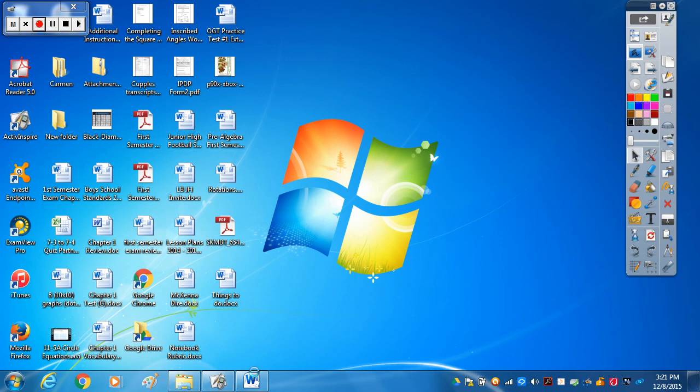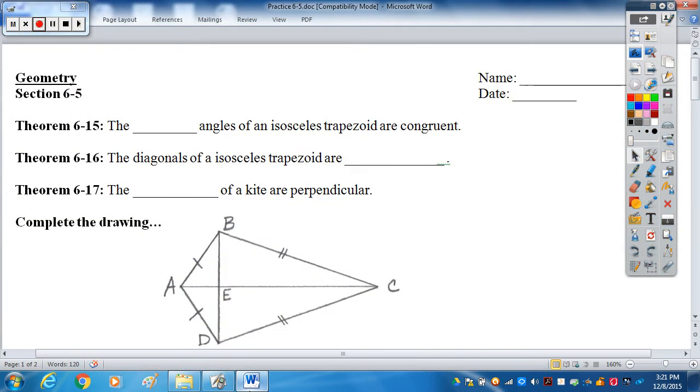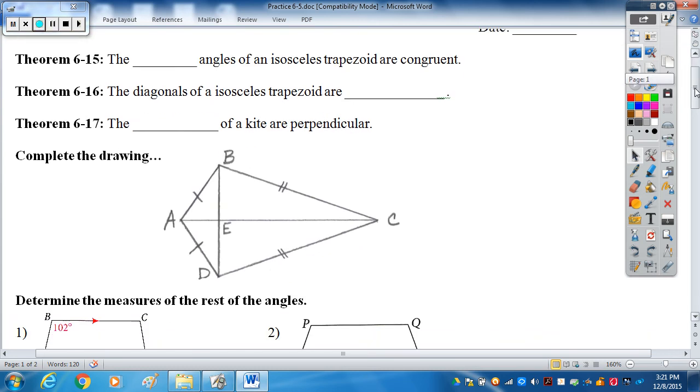Get this guy to come. Can I get this guy to come up now? There we go. Okay. You can go ahead and fill in those three blanks right there, which is what we just got done talking about.